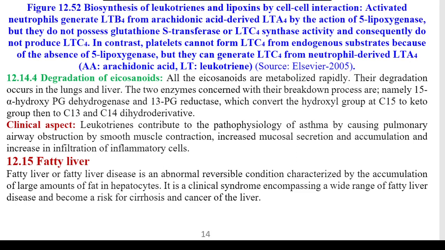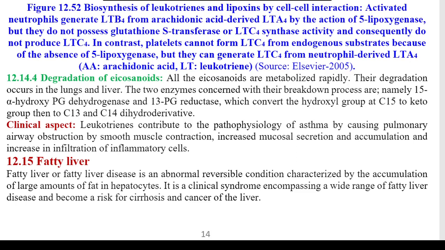Activated neutrophils generate LTB4 from arachidonic acid-derived LTA4 by the action of 5-lipoxygenase, but they do not possess glutathione S-transferase or LTC4 synthase activity and consequently do not produce LTC4. In contrast, platelets cannot form LTC4 from endogenous substrates because of the absence of 5-lipoxygenase, but they can generate LTC4 from neutrophil-derived LTA4. AA, arachidonic acid; LT, leukotriene. Source: Elsevier 2005.